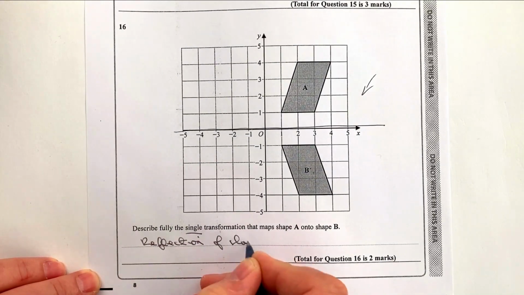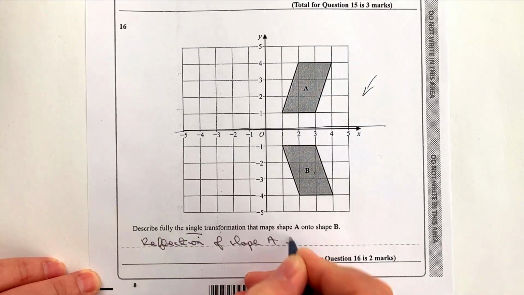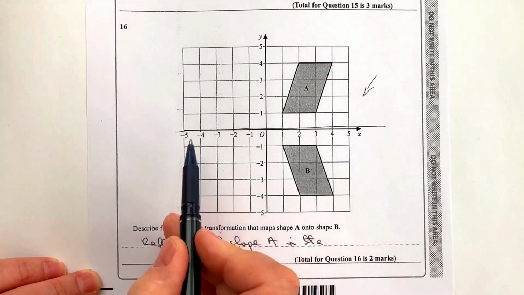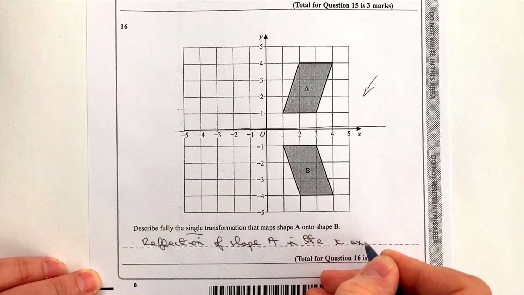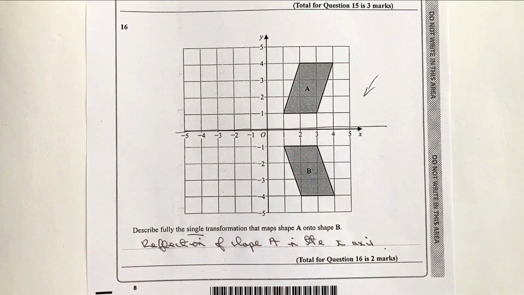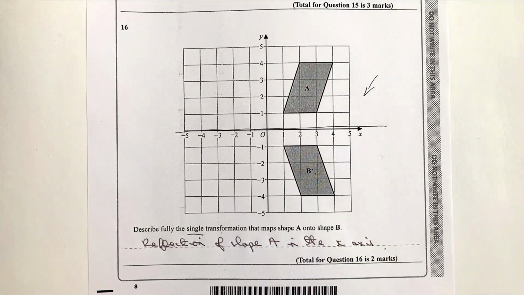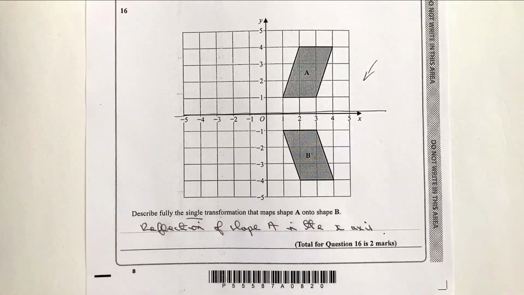Okay, so what we're saying is it's a reflection of shape A in the, and this thing here is called the x-axis. Okay, this line. All right, so hopefully that's okay for you. Not too bad for 2 marks. Well worthwhile having a go and practising these things. Again, they crop up, not as often as the simple interest and compound interest questions, but certainly you might get reflection questions.